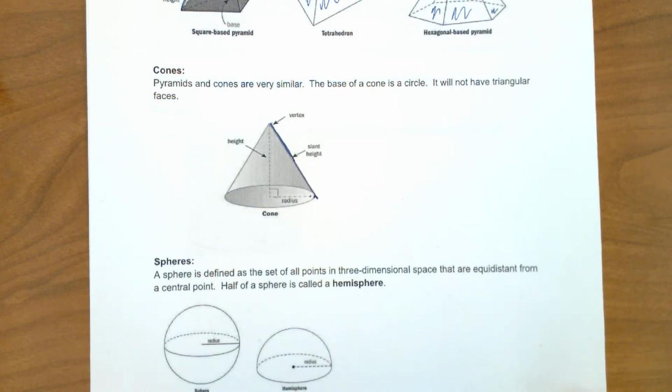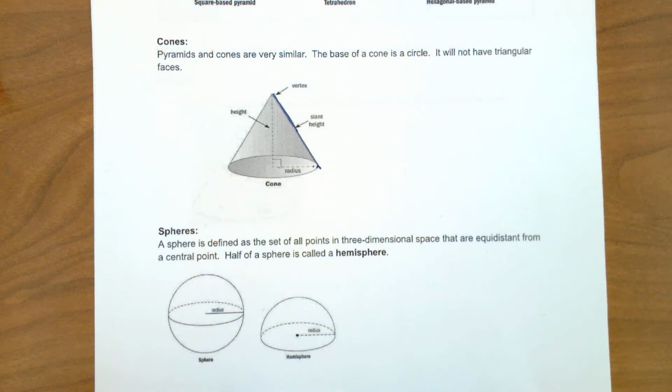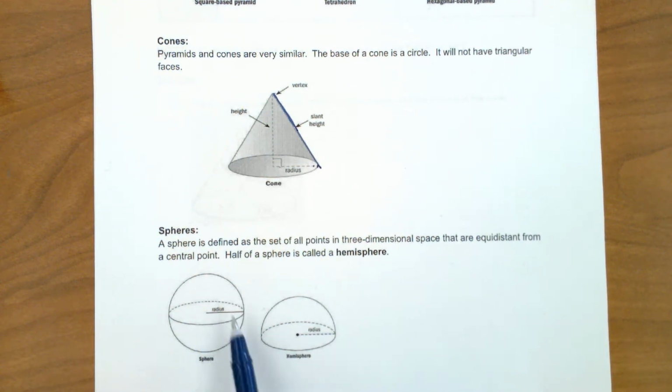Okay, and one that we know well is going to be spheres. A sphere is defined as the set of all points in three-dimensional space that are equidistant from a central point. Half of a sphere is called a hemisphere. So here we have a sphere. Again, we're going to be needing the radius. That's where you find the radius. Hemisphere. Again, there is the radius.